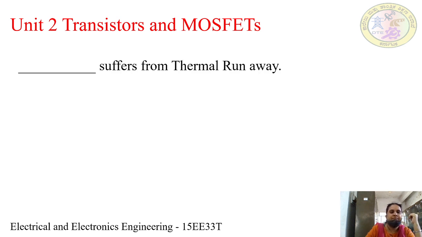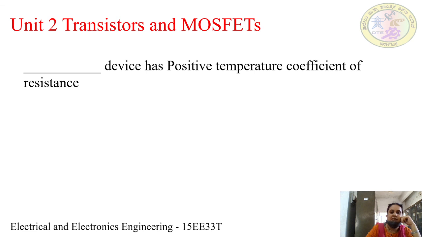Next question, dash suffers from thermal runaway. Answer, BJT. So BJT suffers from thermal runaway, which we have just discussed. Next, dash device has positive temperature coefficient of resistance. Which are the only 2 devices we studied? We studied the MOS and the BJT. What is the meaning of positive temperature coefficient? We also discussed it: if the temperature increases, the resistance increases. The answer is MOSFETs have positive temperature coefficient of resistance.